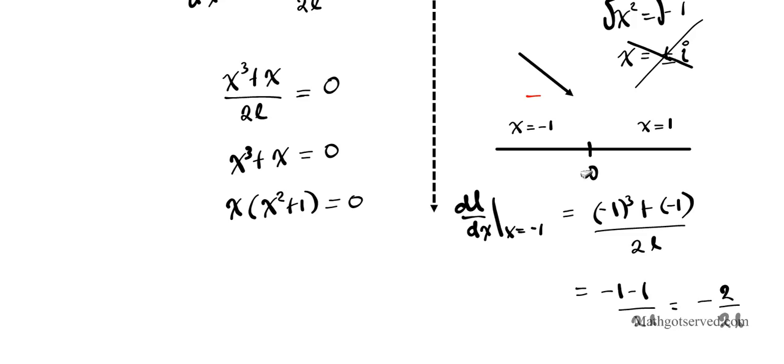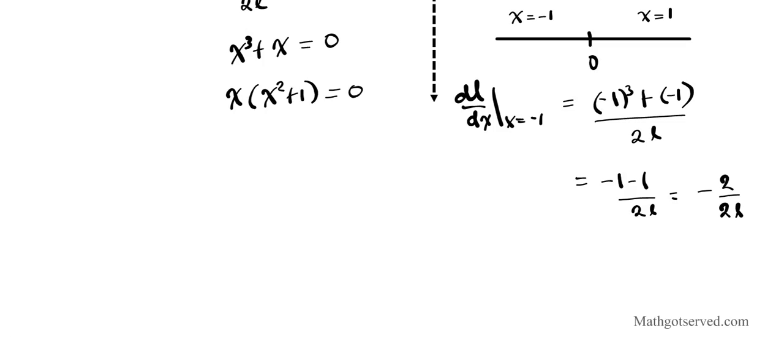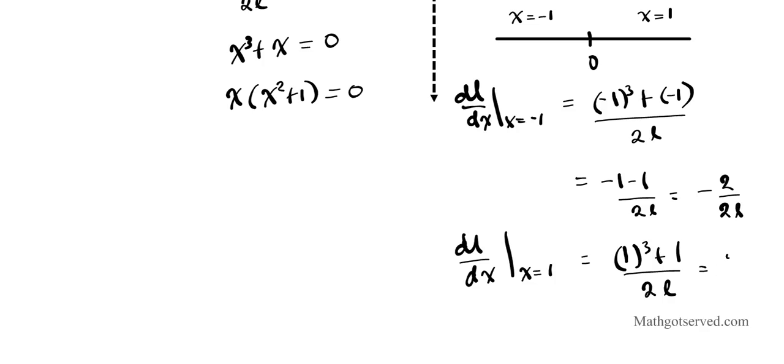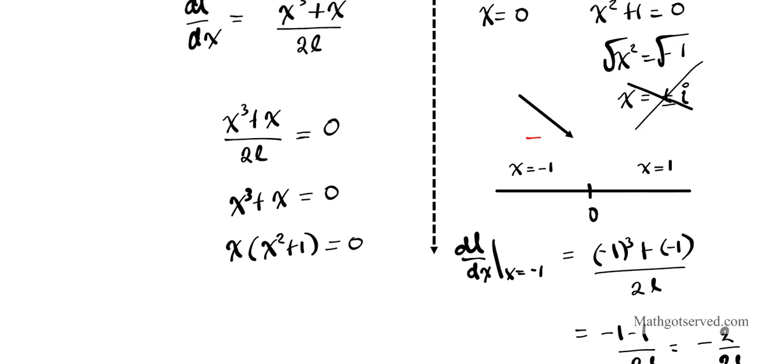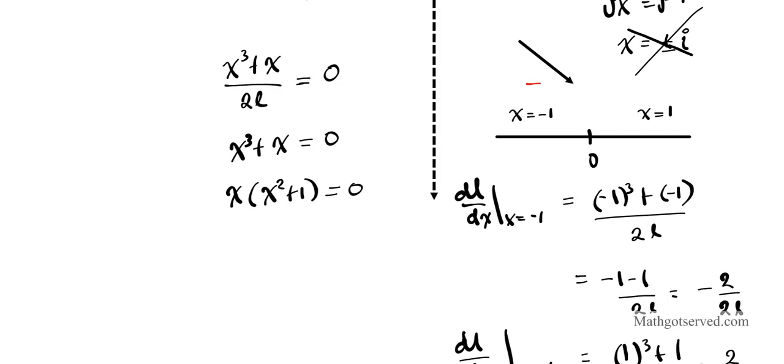All right, now let's do the second test: the derivative at x equals 1. What is the value of this derivative dL/dx on the right side of the critical value, which is x equals 1? That's basically going to be 1 to the third plus 1 over 2L, which is equal to 2 over 2L. We can see that this is positive since lengths are always positive. So on the right side of the critical point, we have a positive slope, which basically means that on this interval, the function is increasing.